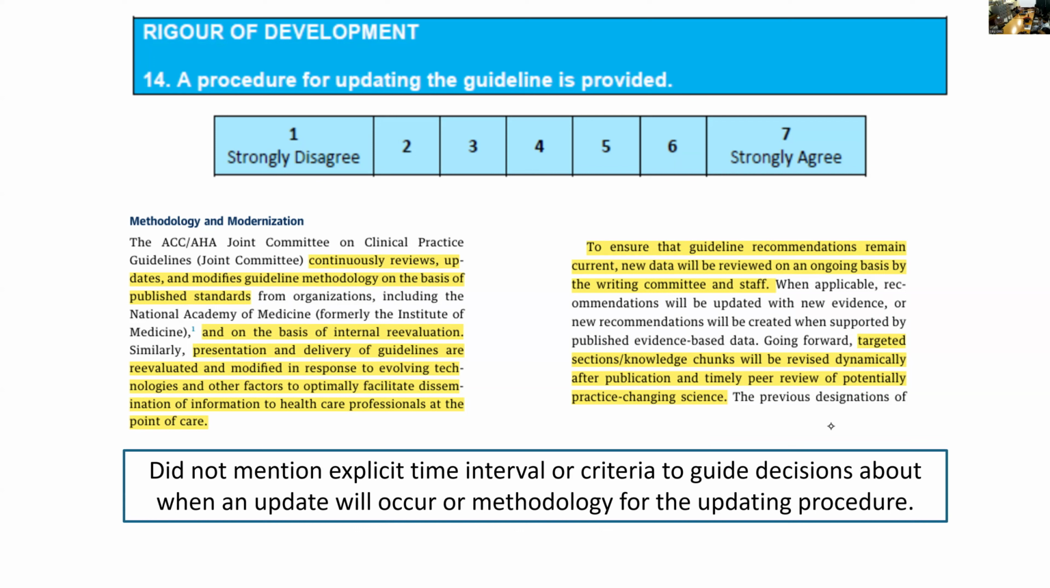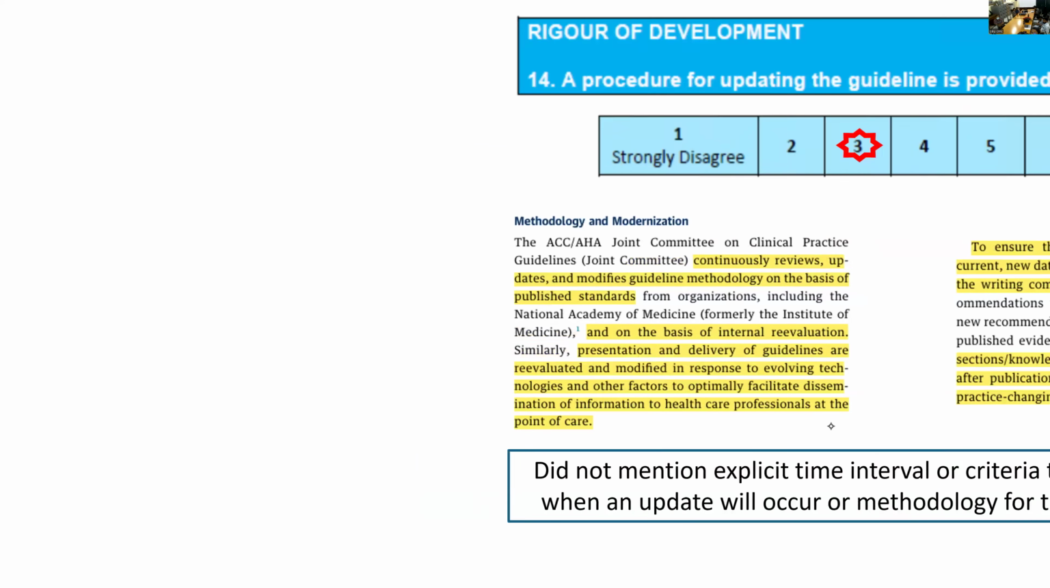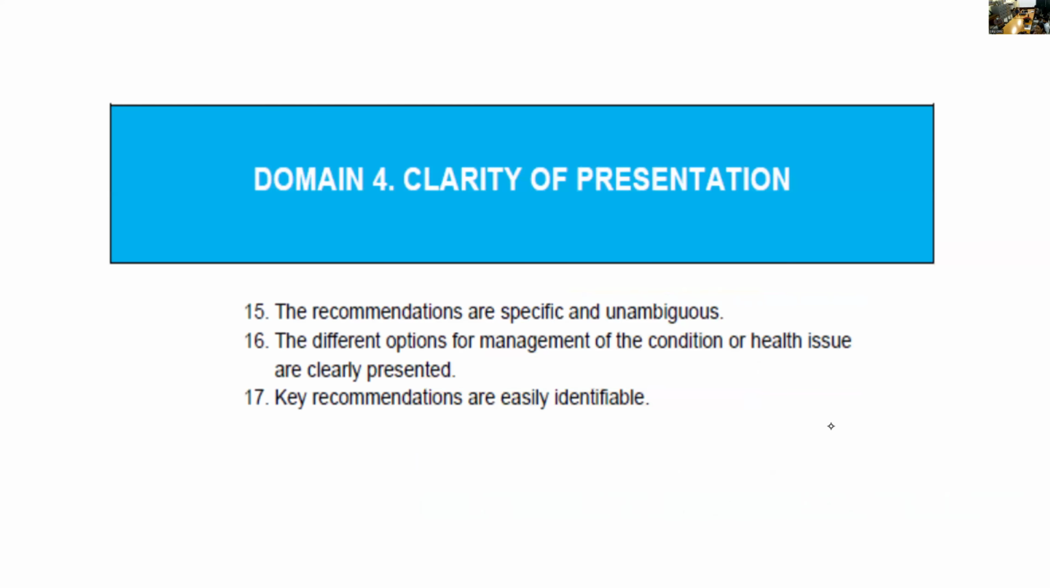But the key question asks us if there was a time period that was mentioned or how they would go about doing it. Although they said they will do it, how they will do it and when they will do it is not there. So they did not mention an explicit time interval or the criteria to guide decisions about when an update will occur, or the methodology for the updating procedure. So I'll give them a 3. So that brings me to, I don't know if I was being very cynical about the methodological section, but that is the one which I felt was the least performing of all the domains.